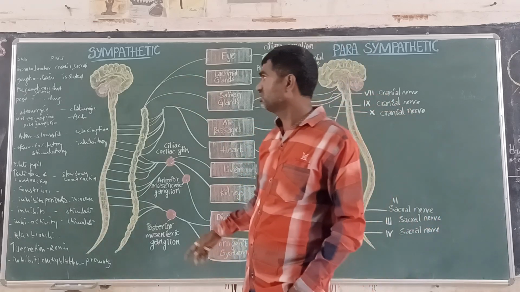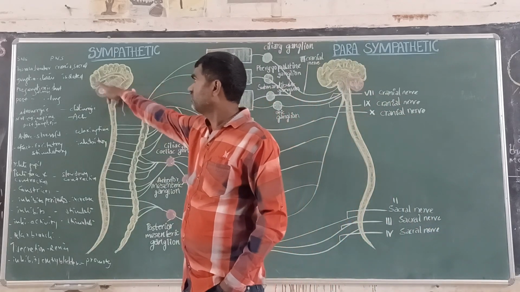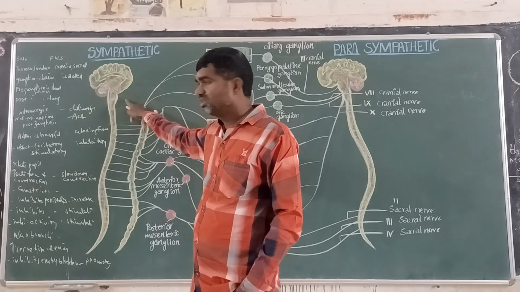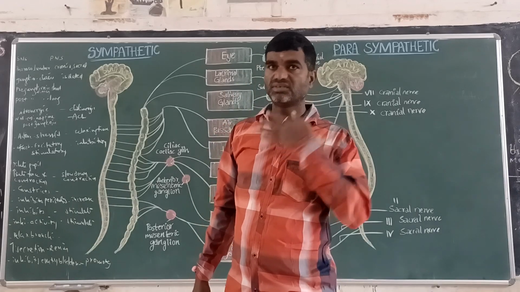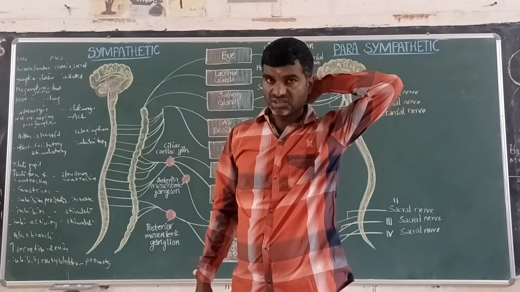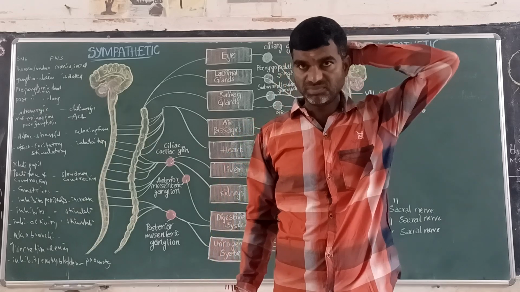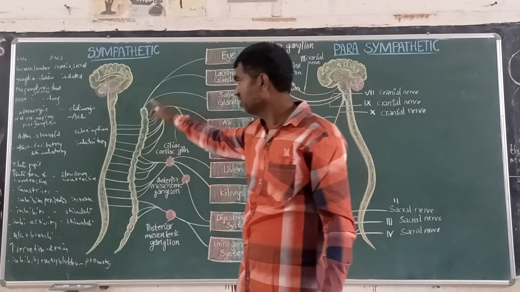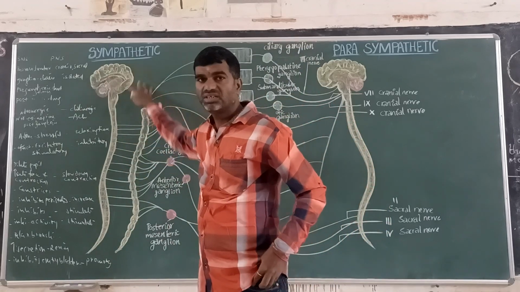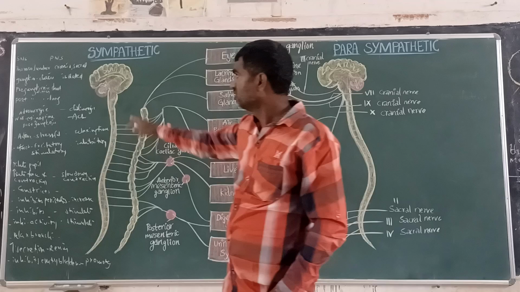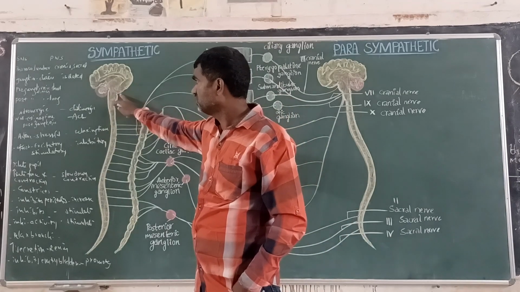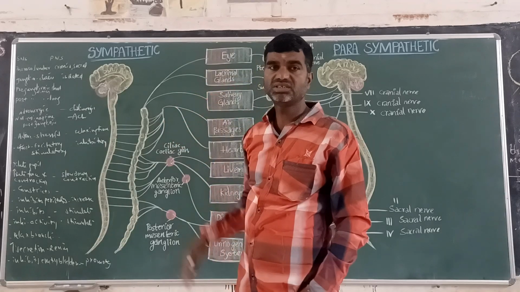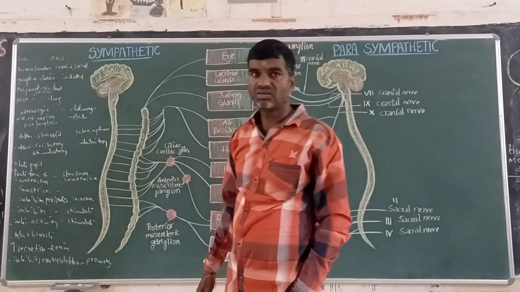Sympathetic neurons originate from the brain. This is the brain, and this region is called the thoracic region. This is the skull. Extending from the skull, the brain has the forebrain, midbrain and hindbrain. This is the medulla oblongata, and from the medulla oblongata the spinal cord extends down through the vertebral column.